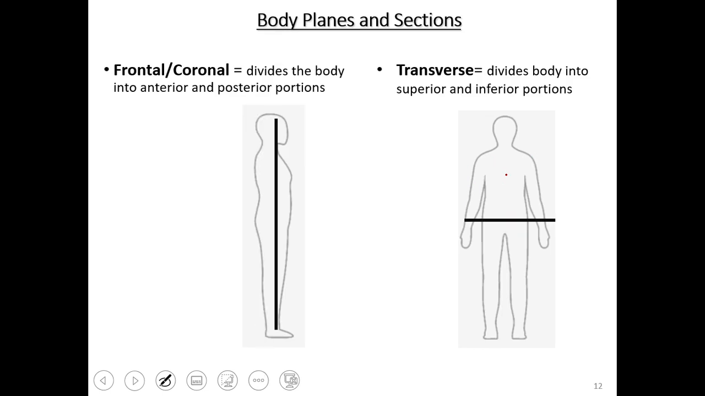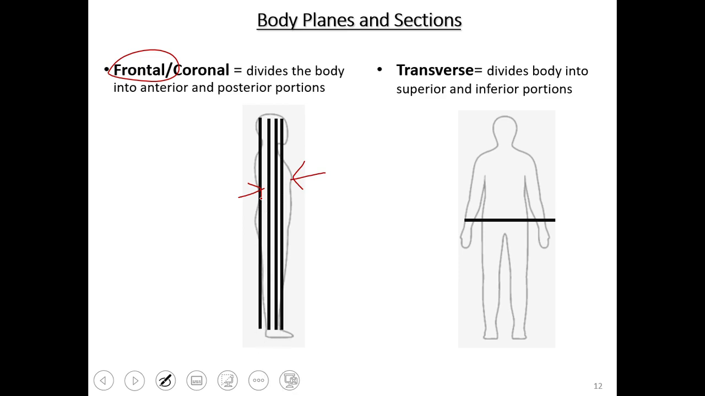Okay, how about the frontal or coronal plane? It's the plane dividing the body into front and back. So it divides the body into anterior and posterior parts. Also, we can have multiple coronal planes. How about the transverse or horizontal plane? It's the plane dividing the body into upper and lower parts, or superior and inferior parts. And we can have also multiple transverse planes.